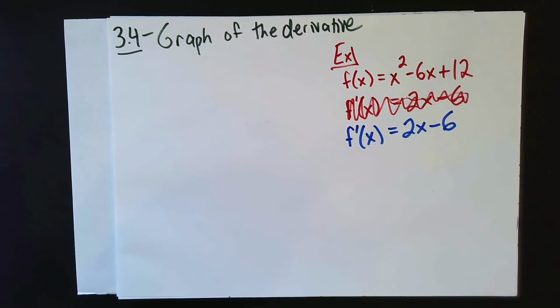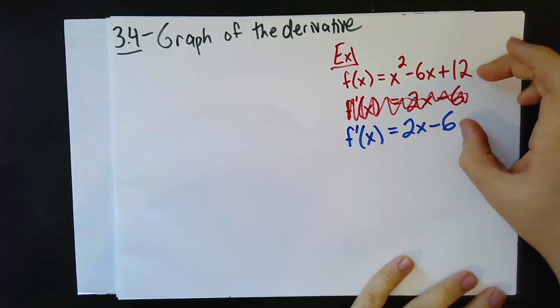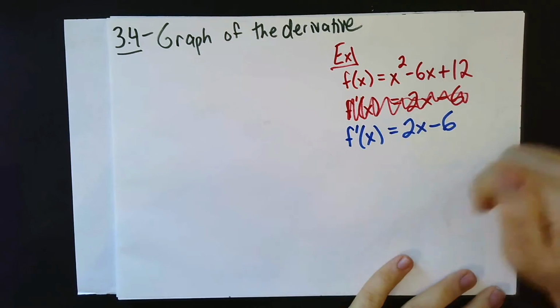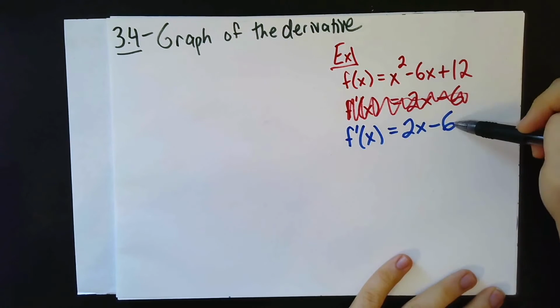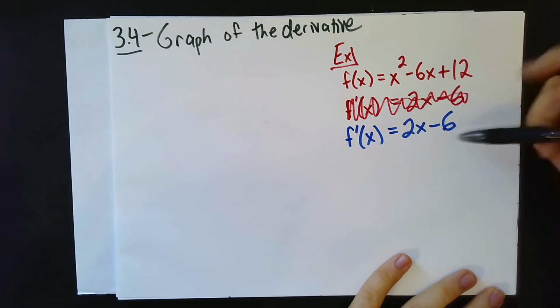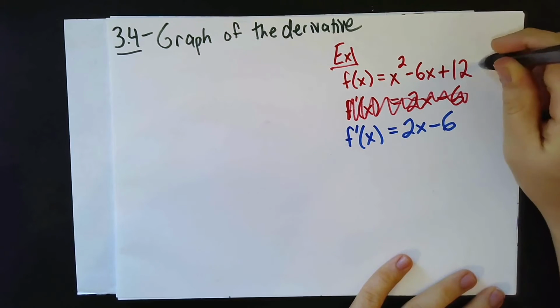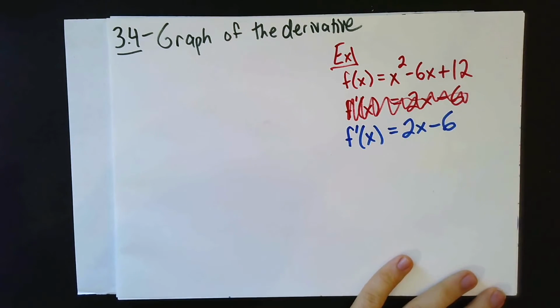So what I want to do now is look at a graph of both of these on the same pair of axes and try to decide what the relationship is between the graphs. Before I even show it to you, we know the graph of the red function is going to be a parabola, and the graph of the blue function is going to be a line. Remember, the red is the original function, and the blue is the derivative.